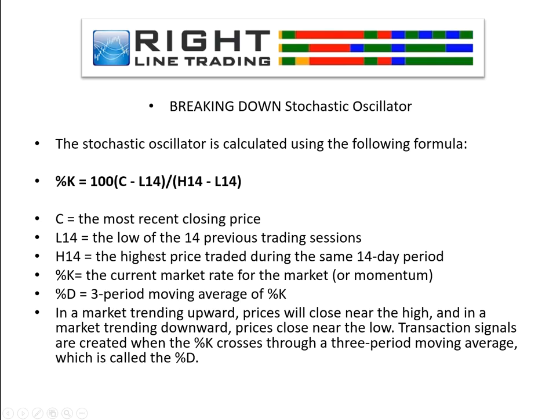When the close of the candle continually approaches the low of this 14-period average low, then price is accelerating to the downside. And this acceleration to the downside or acceleration to the upside is what gives you the percent K line. And the percent D line is simply a 3-period moving average of percent K.